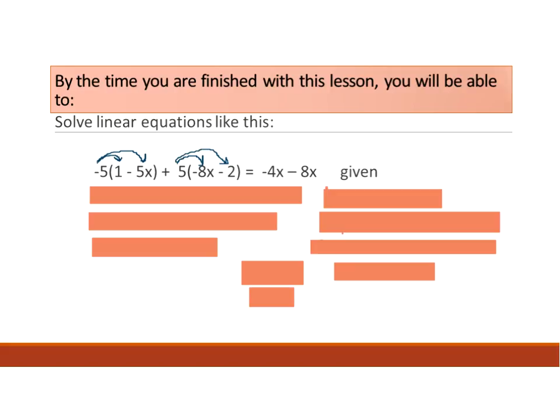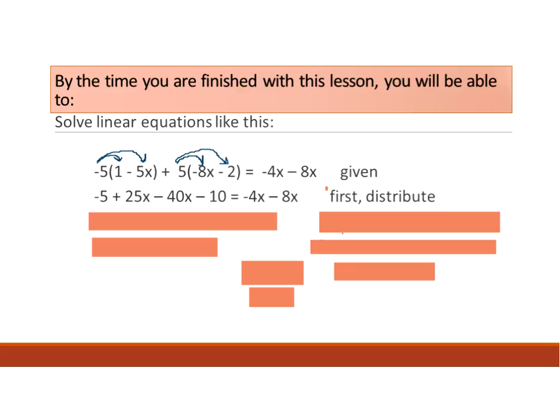And when we do that, we get negative 5. Then we have a minus 5 times a minus 5x. And remember, a negative times a negative is a positive. Then we have 5 times negative 8x, which is negative 40x, right here. And 5 times negative 2 is negative 10. So the way that we did that was to simply distribute.